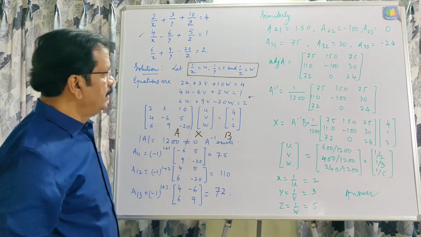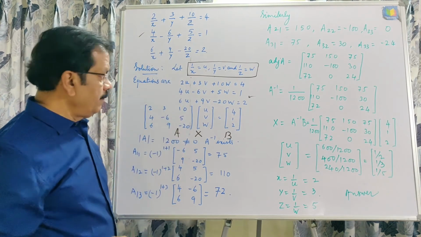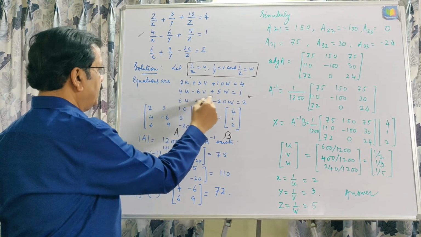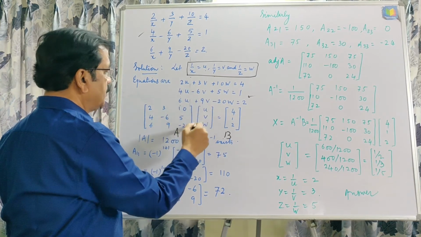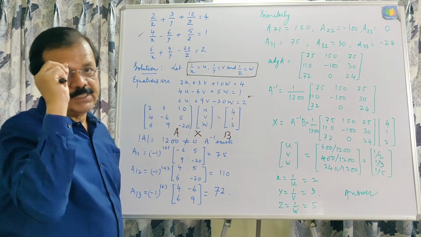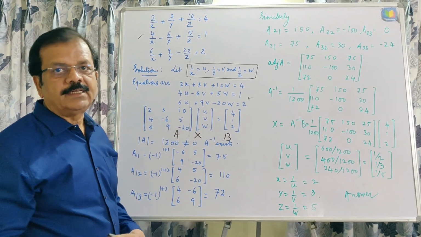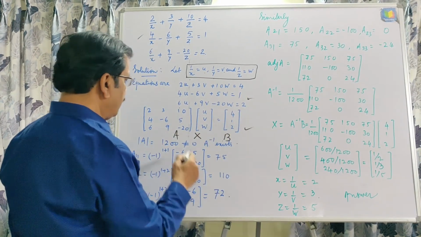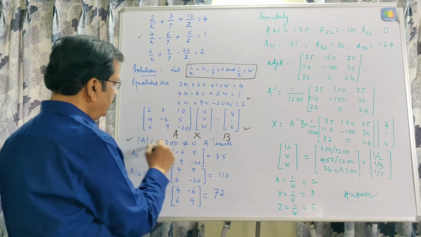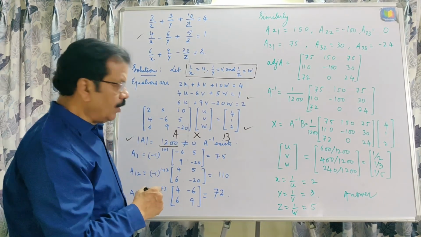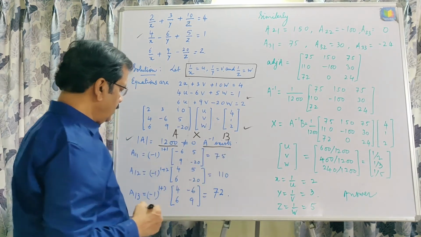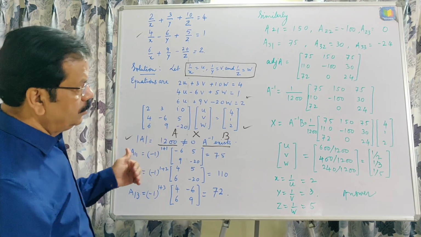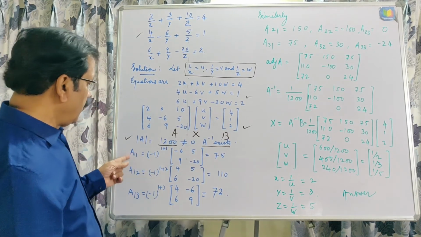Okay, then writing this in the same form as AX is equal to B. This is capital X, don't be confused with this x. Okay, and then writing the coefficients 2, 3, 10, 4, minus 6, 5, 6, 9 and minus 20, and u, v, w, because variables are changed from x, y, z to u, v, w, and here 4, 1, 2, and that is why writing this determinant, this has come 1200, which is not equal to 0, and that is A inverse exists.